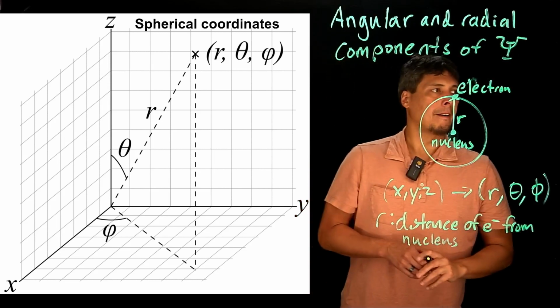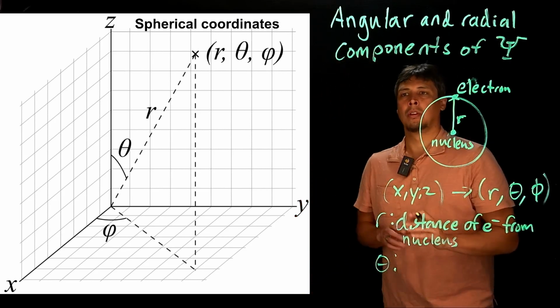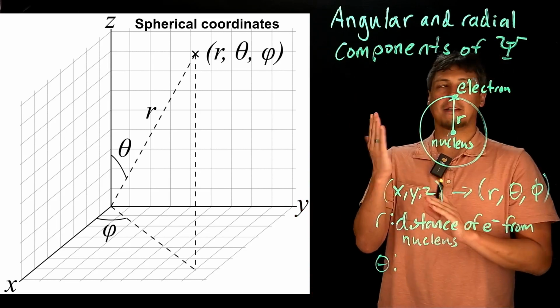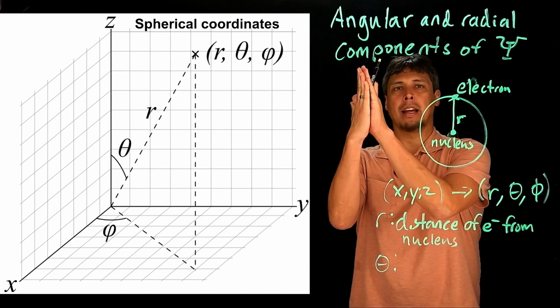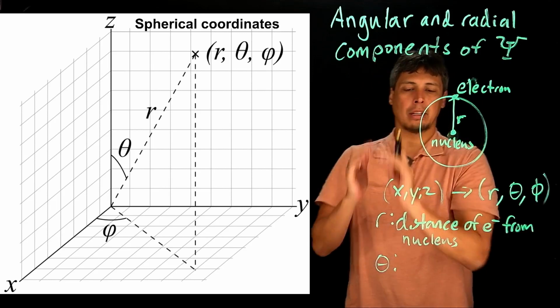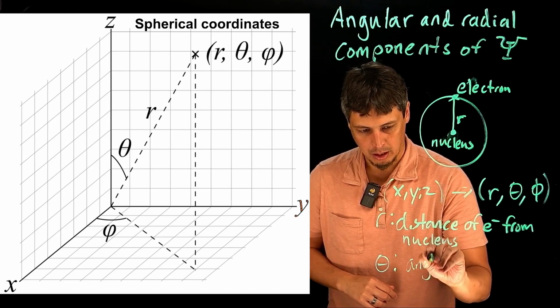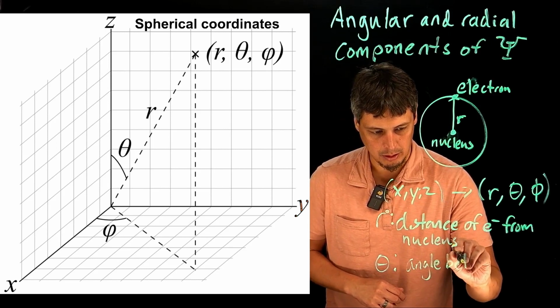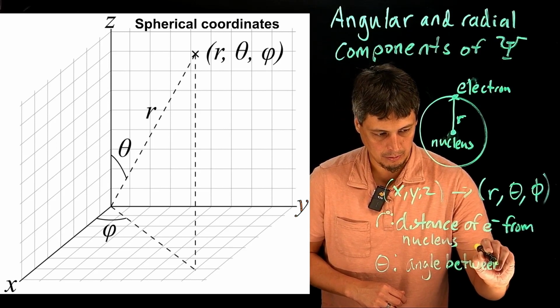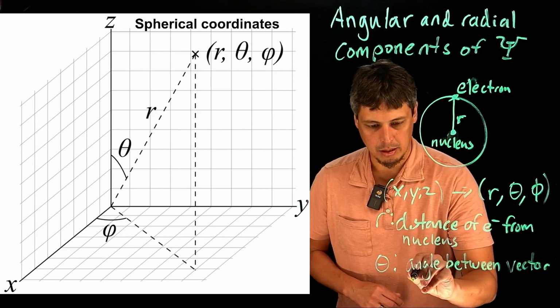Theta is going to be the angle between the z-axis and the vector that is drawn between the nucleus and the electron. So, the angle between the vector and the z-axis.